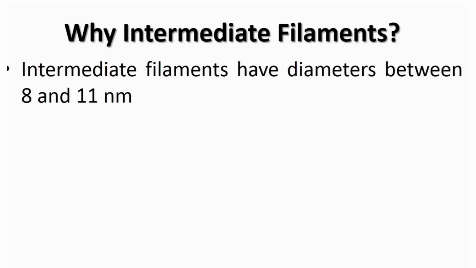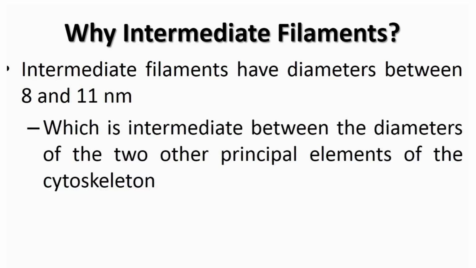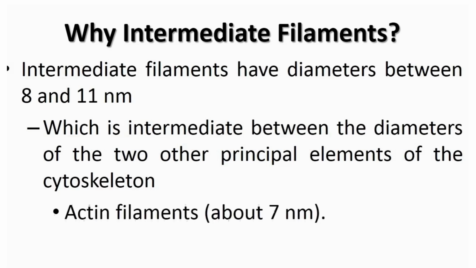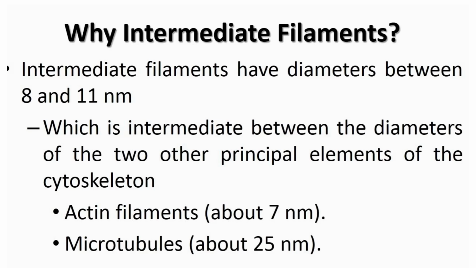Now, why intermediate filaments? Intermediate filaments are dimers between 8 and 11 nanometer. Since this is intermediate to both actin as well as the recently studied tubulin, it is called intermediate because the values are in the intermediary range, relative to the diameter of the two other principal elements of the cytoskeleton. Actin filaments are about 7 nanometer and microtubules about 25 nanometer. So, between 7 and 25 you have 11, so it is called the intermediate filaments, which have a diameter between 8 to 11 nanometer.